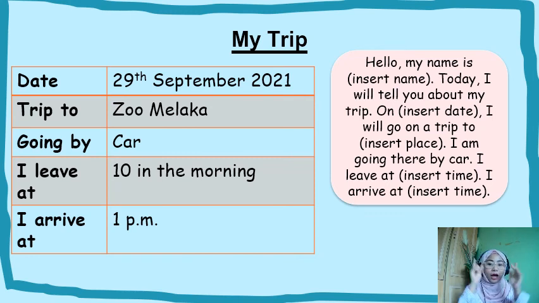After you have finished filling up this form, I want you to tell me about the trip that you want to go on. Hello, my name is Miss Alia. Today, I will tell you about my trip. On 29th September 2021, I will go on a trip to Zoo Malacca. I'm going there by car. I leave at 10 in the morning. I arrive at 1 p.m. That is how you do it. If you are not clear, please replay this section.